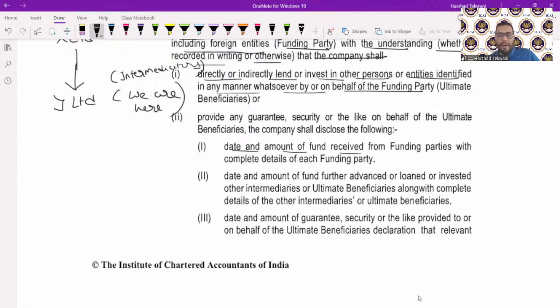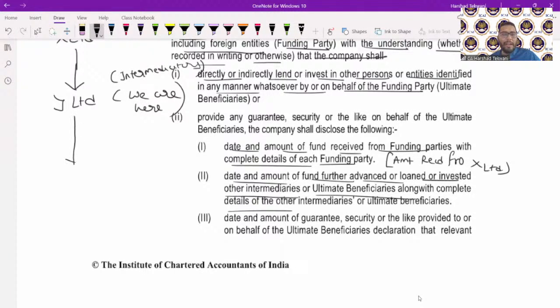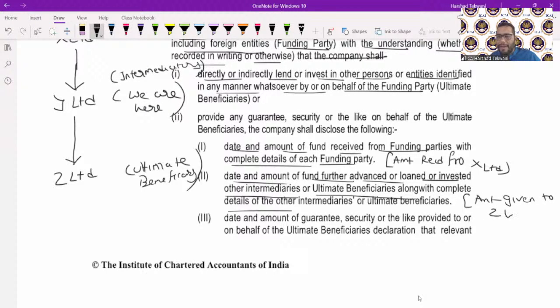The date and amount of fund received from the funding party, complete details of each funding party, like the amount received from X Limited, the date and amount of fund either advanced or loaned or invested in other intermediaries or the ultimate beneficiary and details thereof. So if we provided the loan further to Z Limited, the ultimate beneficiary, then we need to provide details of the amount given to Z Limited.